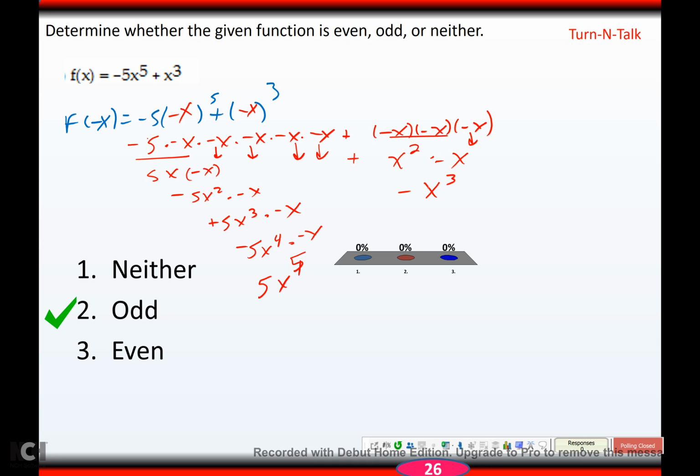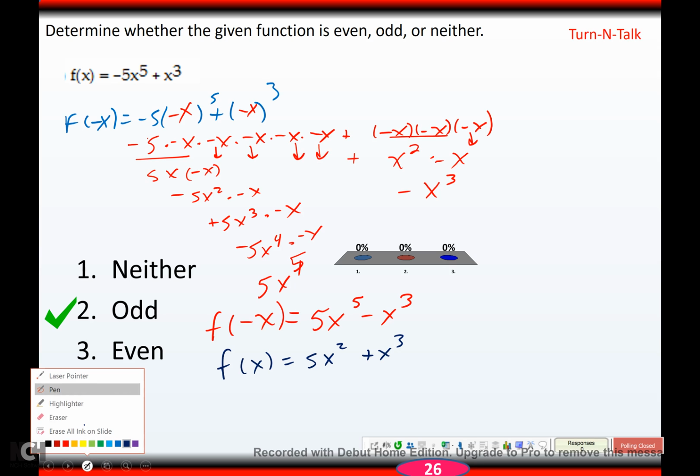Right. So altogether then I have 5x to the 5th minus x cubed. That's my f of negative h. Compare it to my f of h, which is 5x squared plus x cubed, and I compare signs. Positive stayed positive, negative turned, oh sorry, the original was negative.